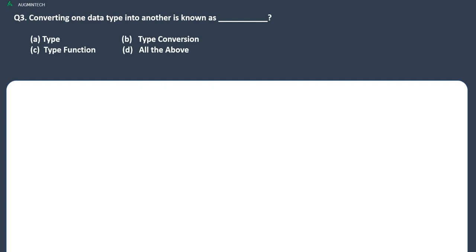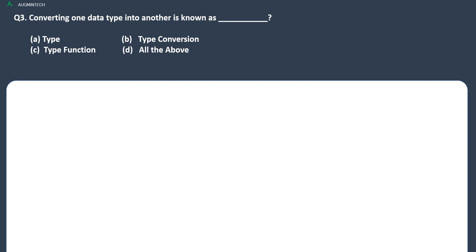Now let's move to the next question. Question number 3. Converting one data type into another is known as dash. Let's have a look at the options. Option A is type, option B is type conversion, option C is type function, and option D is all the above. Pause the video and try answering this question.